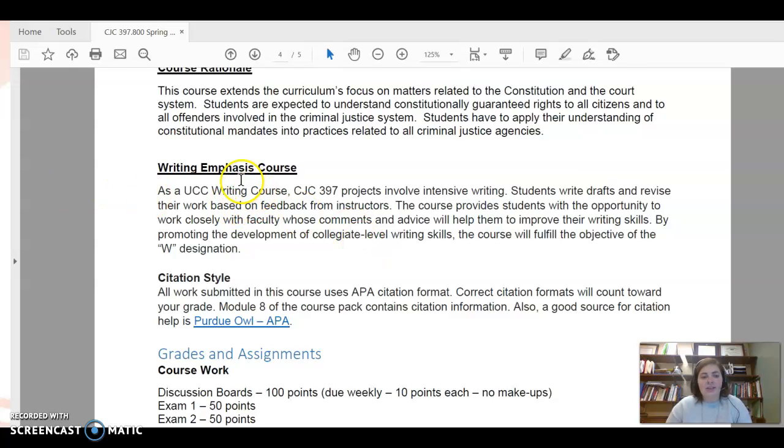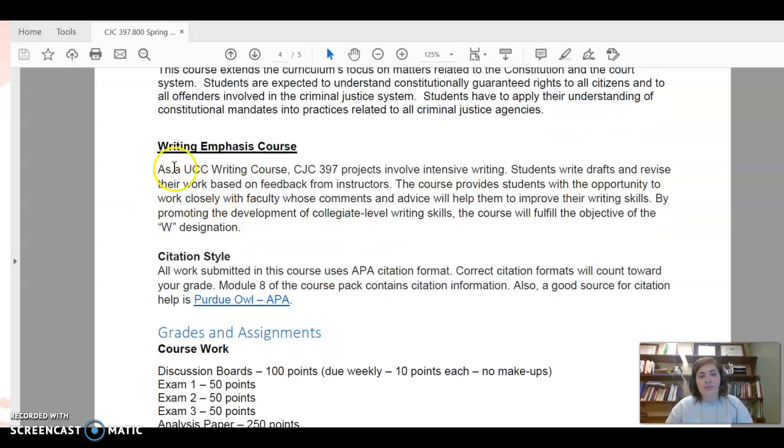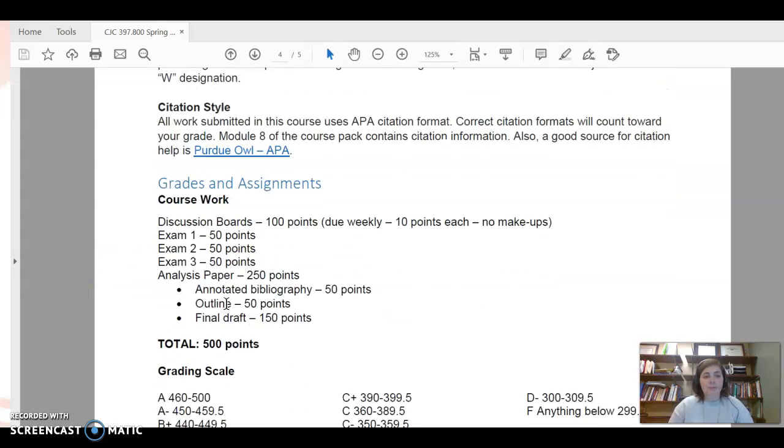Additionally, another important thing to note, this class is a writing emphasis class. You have to write a paper. There's going to be some drafts and different steps along the way. We'll get into that in a minute, but it's a writing class. As such, all work needs to be in APA format, okay? If you struggle, this is a good link to use, Purdue OWL.